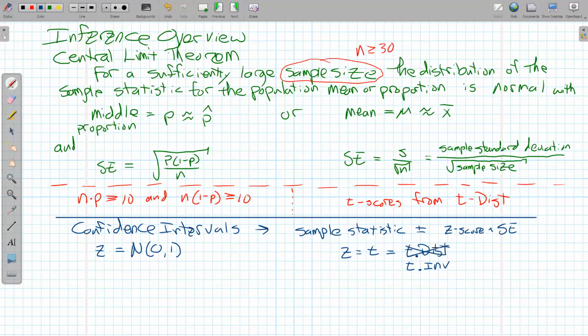Is that times? Yeah, I can't, I'm too far. I can't hear you. Speak again. On the sample statistic, it says plus or minus z-score. Is that times SE? Yeah, that's times the SE.